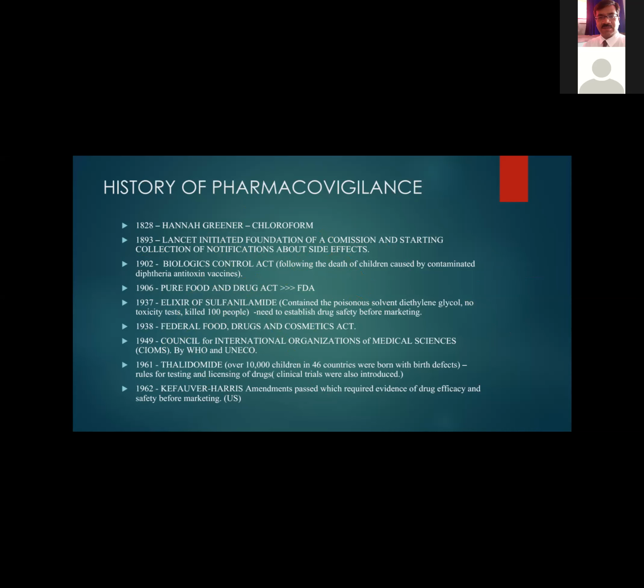In 1893, the Lancet initiated the foundation of a commission and started collecting notifications about the various side effects of drugs.